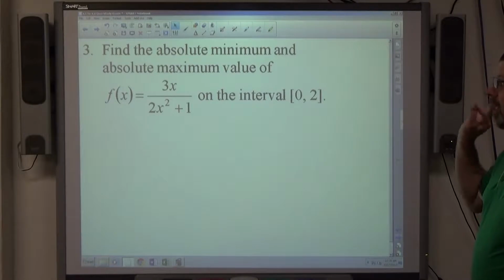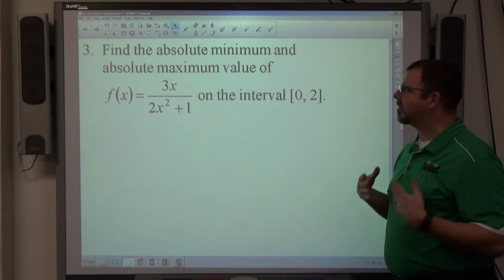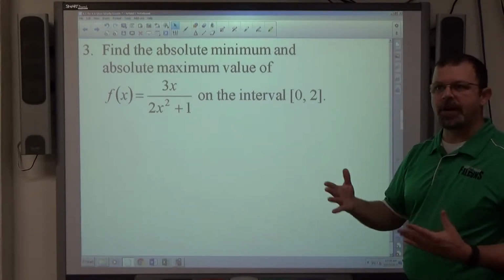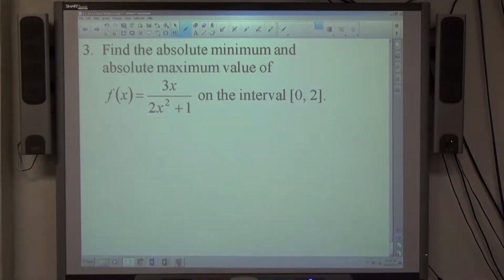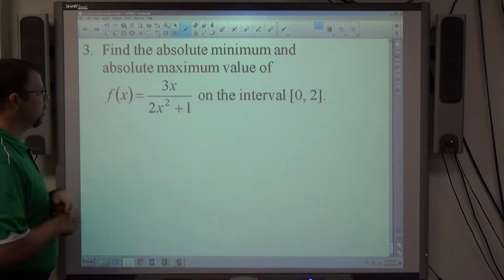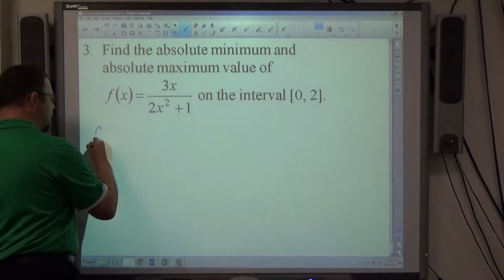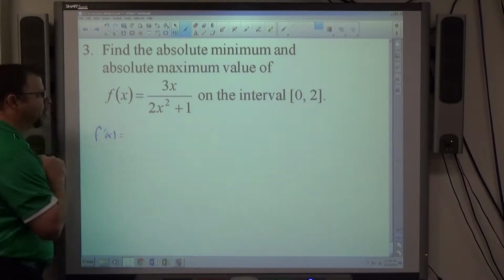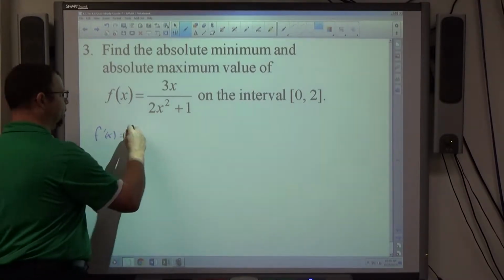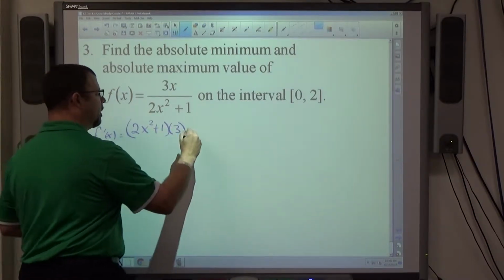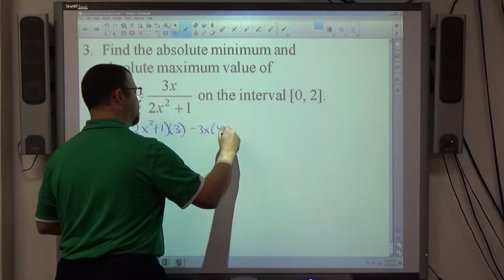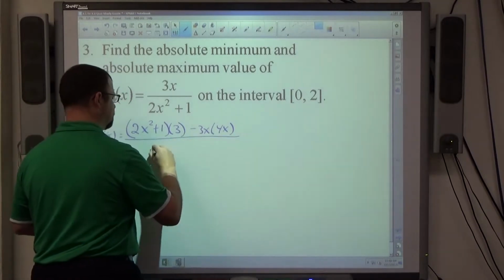For number 3, if they give us an interval and ask for the absolute minimum and maximum, then we're simply going to find the critical numbers, evaluate, and then determine which one's the biggest and smallest. They don't care about locals in this situation. So basically the technique here is, number 1, find the derivative. So f prime of x, it's a rational function, so I'm going to do low d high minus high d low over the square of what's below.